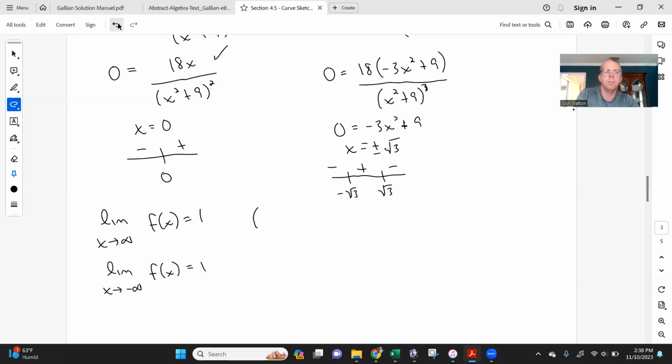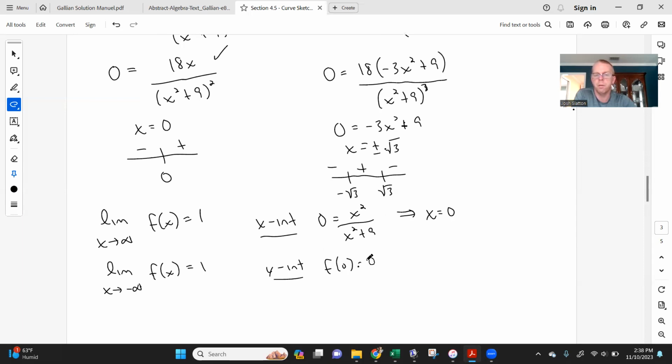And then the x-intercept, so we're going to set the function equal to 0. And again, the numerator is the only thing that matters when we're equal to 0. And so we get x equals 0. Y-intercept, we'll plug in 0 for x. And f of 0 is 0. So the origin is the intercept. That is the only one. All right, so we got all the parts that we need.